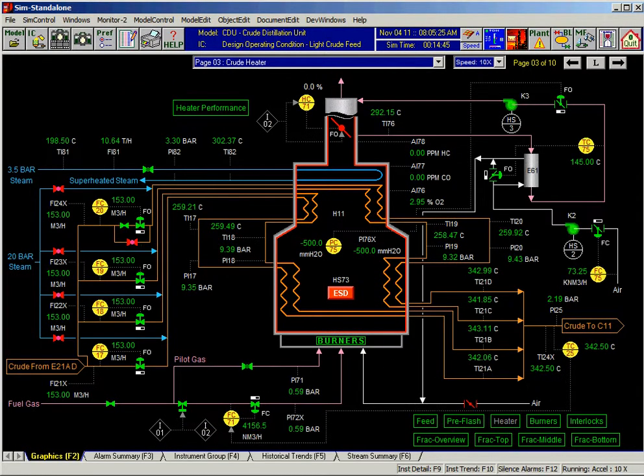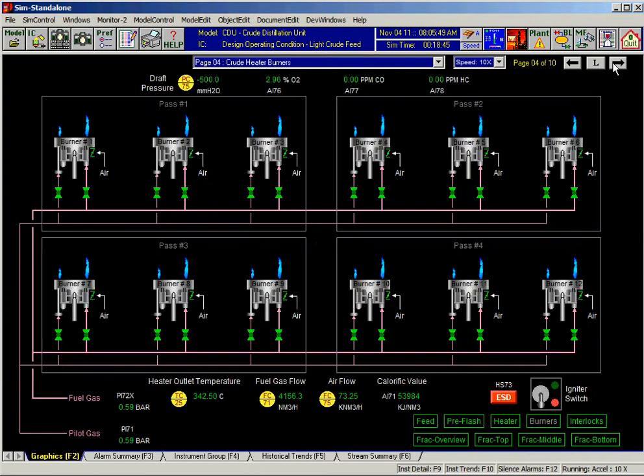Then it goes to a crude furnace, and this is a balanced draft with an FD fan, ID fan. Crude comes in, splits into four passes, and goes to the radiation and convection section. And you have fuel gas and pilot gas and airflow. The outlet temperature is controlled by controlling the fuel gas flow. And if I were to go to the next page, we have burners.